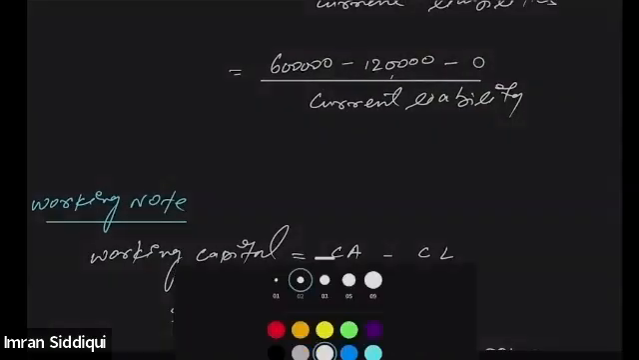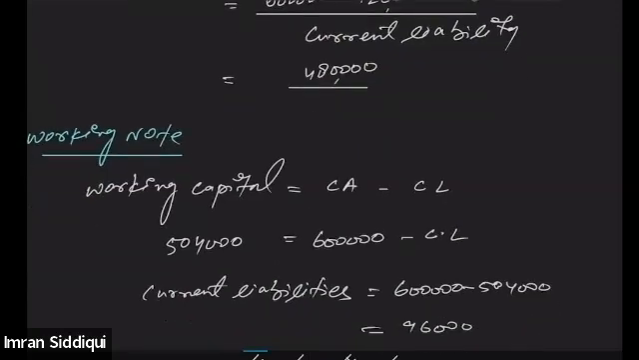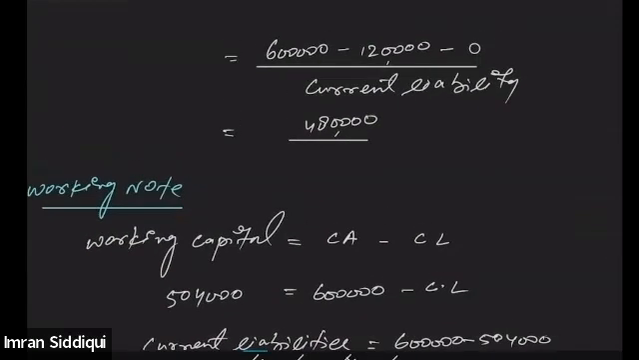So ultimately, this will be 6 lakh minus 1,20,000, which will be 4 lakh 80,000, divided by 96,000. All right. So the answer will be 5:1.